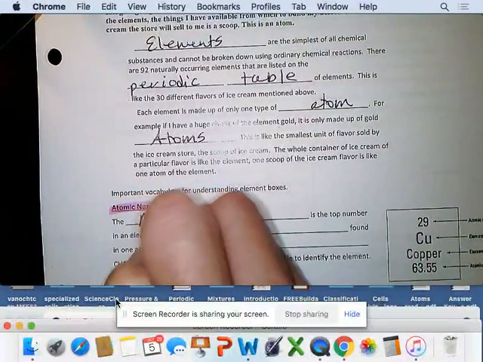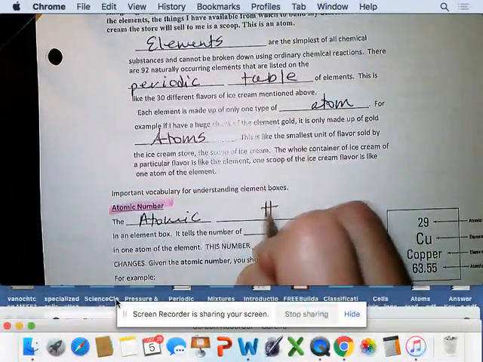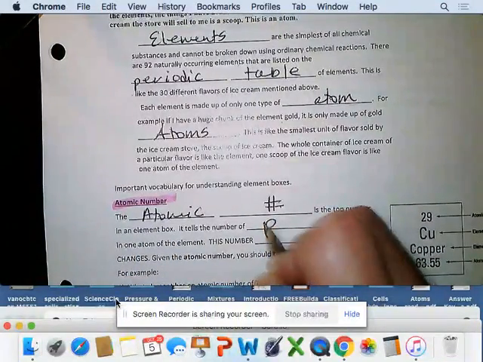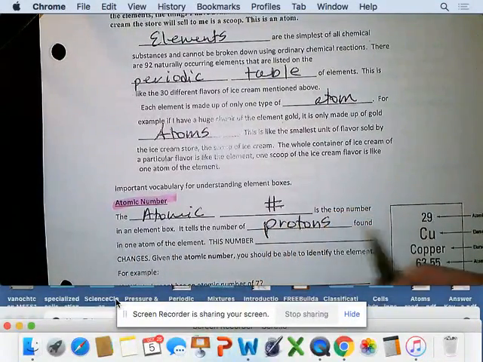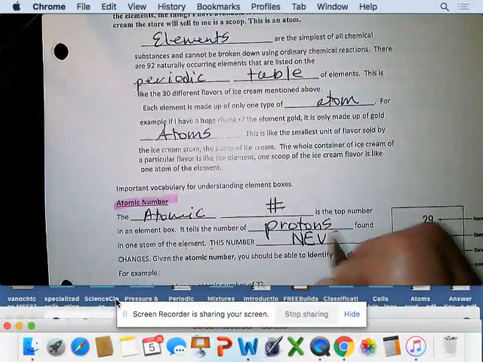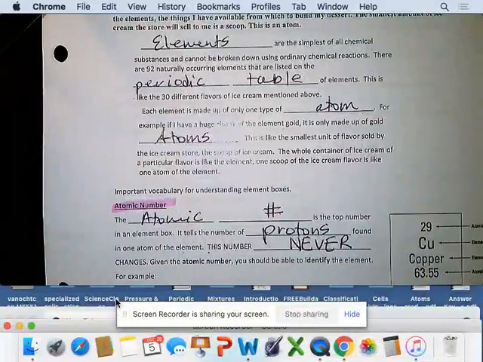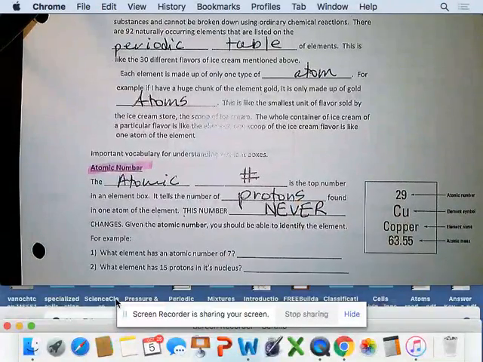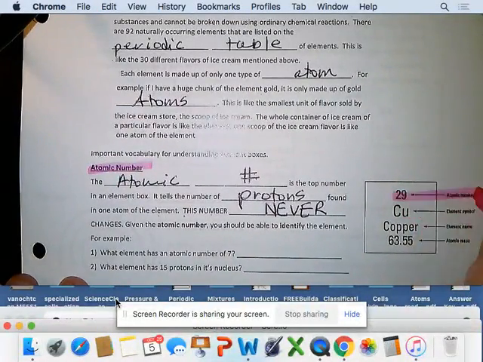The atomic number, and I'm going to abbreviate that like that, is the top number in an element box. It tells the number of protons found in one atom of the element. This number never changes, okay? Regardless of whether that atom chemically reacts and forms a compound, the number of protons in the nucleus of the atom never changes. That's why we can define the type of element based on the proton number. Electron and neutron numbers can change. Proton numbers cannot.